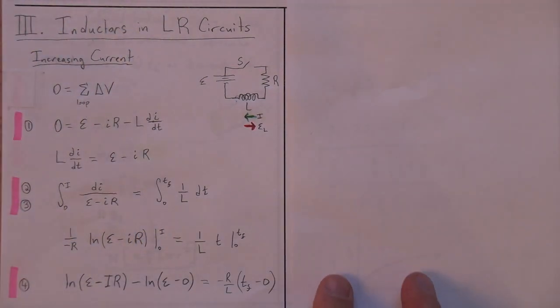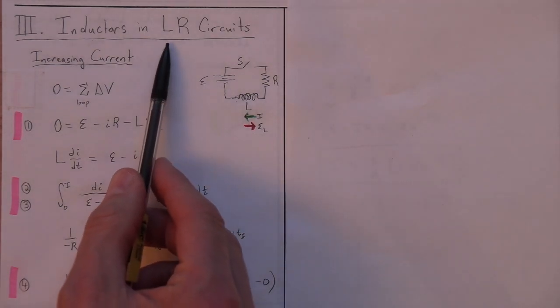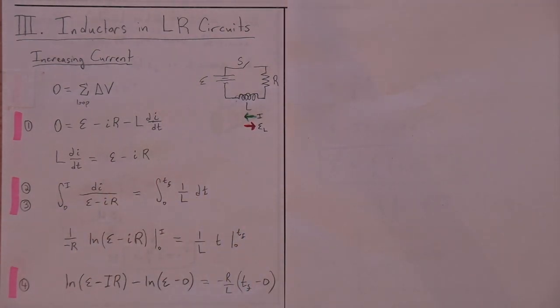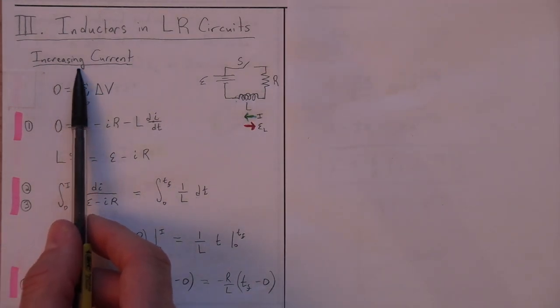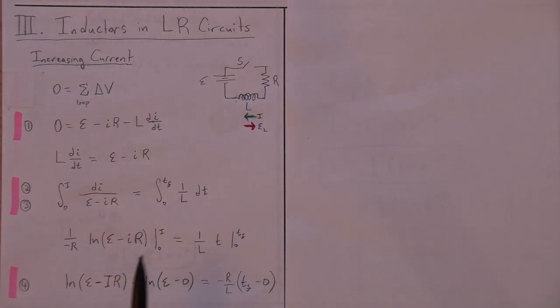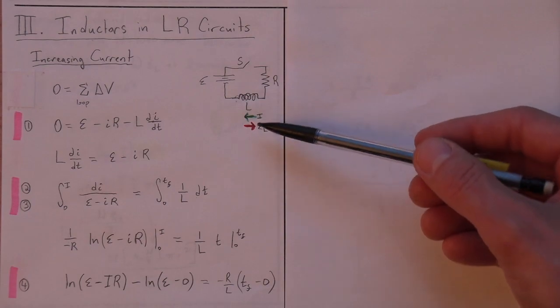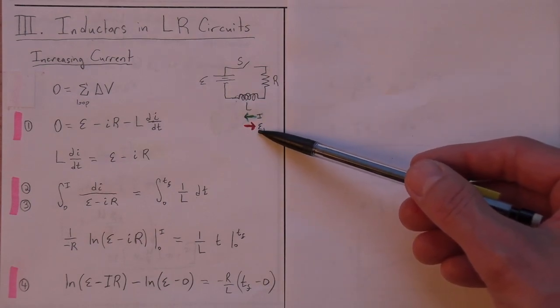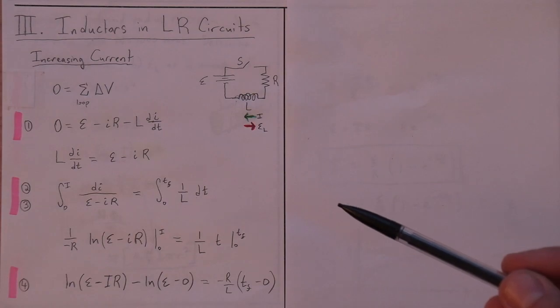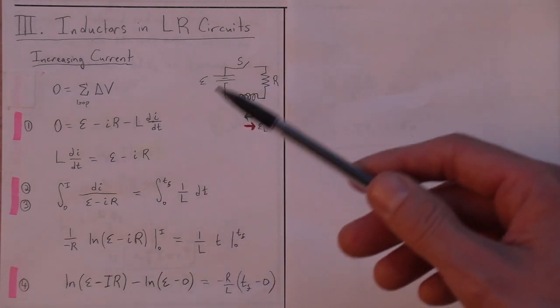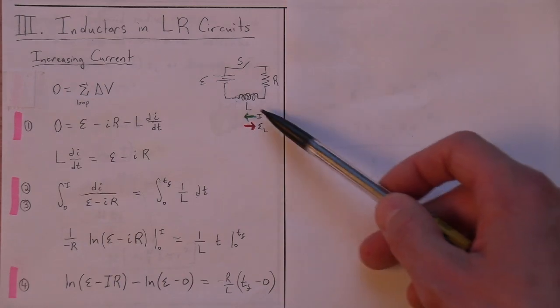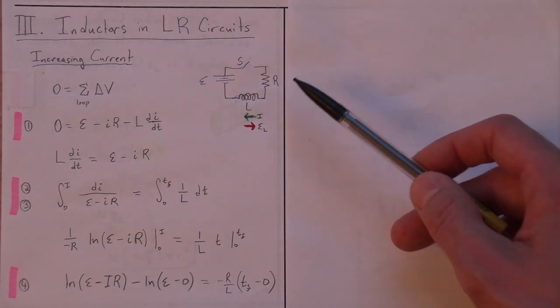The next thing we're going to look at is inductors in LR circuits. That means there's an inductor and a resistor. In the first case, I'm looking at the case where the current is going to be increasing. I've got this circuit here with a switch open, so there's no current. I flip the switch down and turn the current on, and the current's going to be going this way. As we said, the inductor is going to oppose that increasing current, so it's going to push backwards on the current, and that's going to make the current gradually increase instead of instantaneously increasing up to emf over R. Okay?